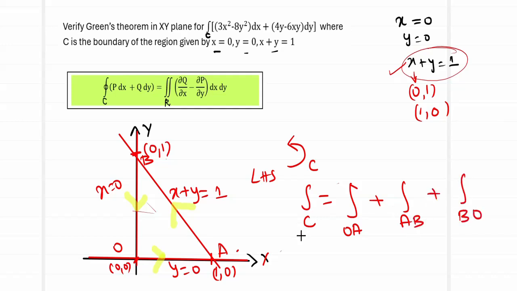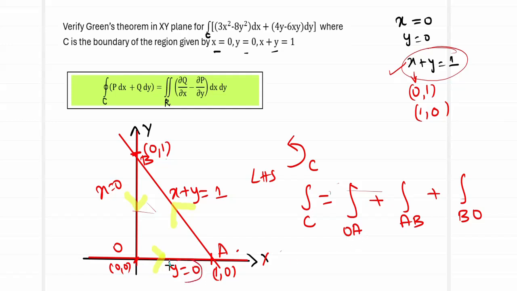So instead of evaluating a single curve, we are splitting it into three parts and evaluating them separately, and adding them up will give us the same answer as the prior one. So let us move on to fix what are going to be these lines. First line O along the line OA.